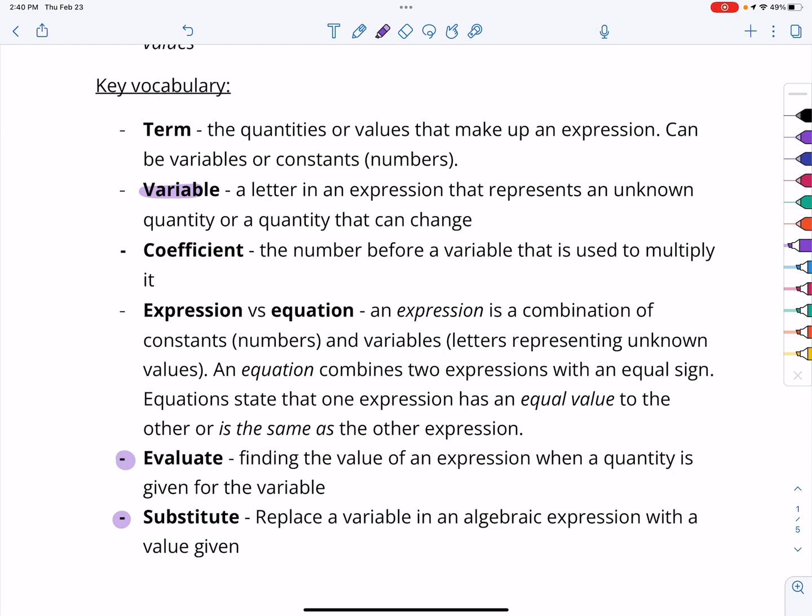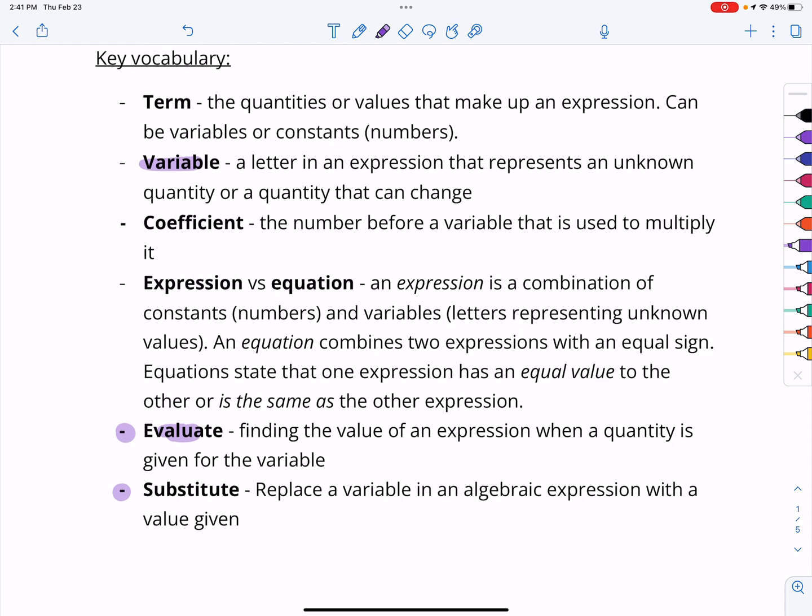talking about evaluating, where you find the value of an expression when a quantity is given for the variable. So we have an expression that contains a variable, and then we are told to substitute 2 for x or something like that. Another word you'll hear quite frequently is substitute, and that just means to replace a variable in an algebraic expression with a value given.